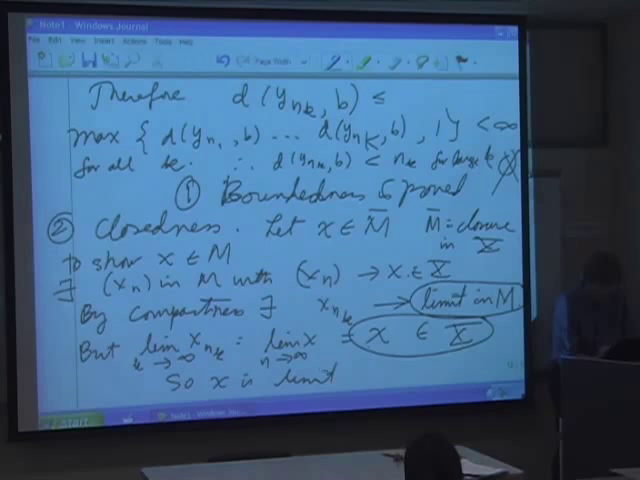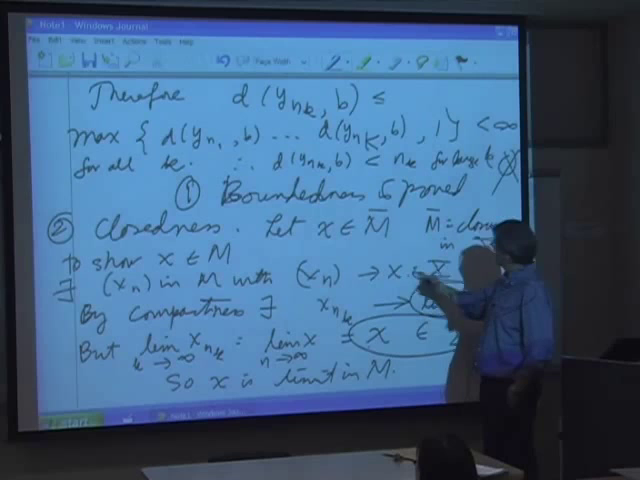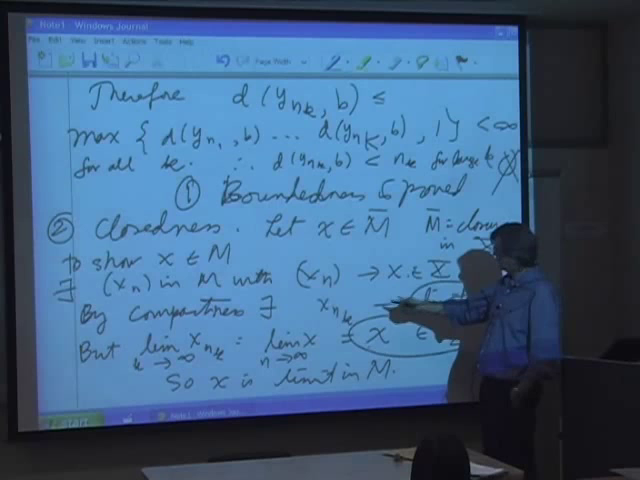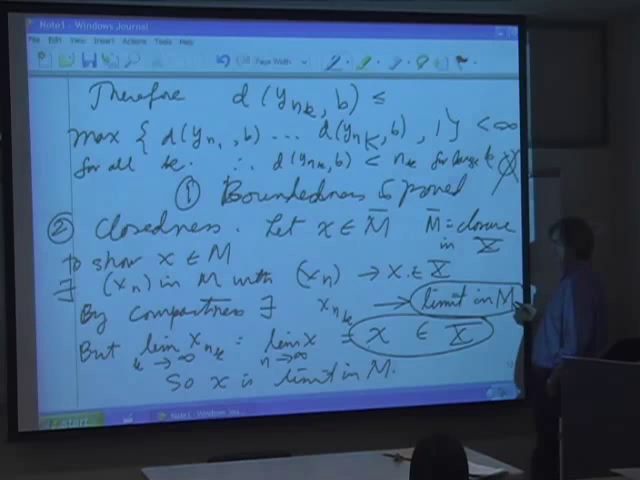I'm sorry. Is that clear enough? It's such a short proof that it's confusing up here at the board. I had a little bit wrong. So I let x be in the closure. I know there's a sequence x_n that goes to x. I don't know where x is, if it's in M or not. But by compactness, a subsequence x_nk goes to a limit in M. But that limit has to be the same limit the original sequence has. Therefore, I have a limit in M that's equal to x. Therefore, x is in M. QED.